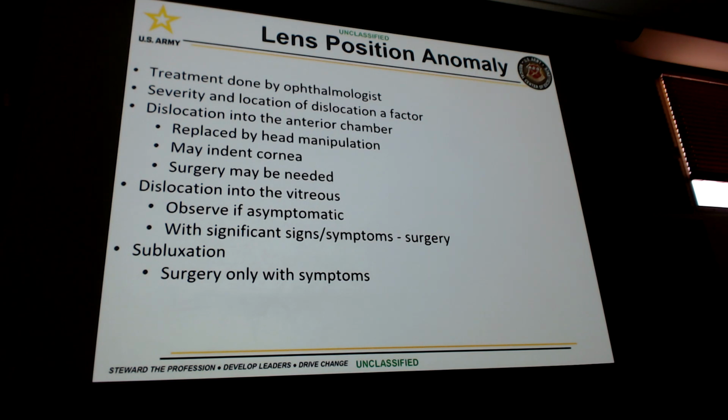What are we going to do if there's a lens position anomaly? I'm not doing anything. You're not doing anything. Ophthalmology is going to do it all. Okay, they're going to remove the lens potentially, or try to put it back into place if they can. Probably they're going to remove the lens and either put an IOL in, or they may put the anterior chamber lens in as well. They kind of sew a lens onto the iris.